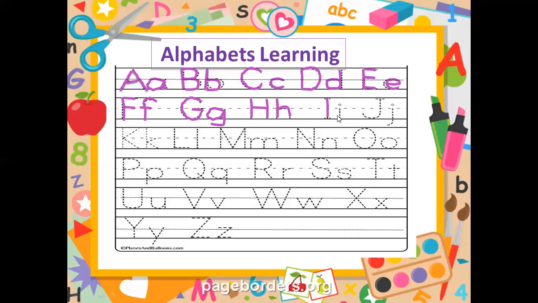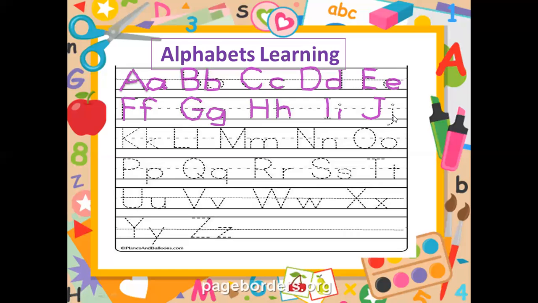Now the lowercase letter I, how will you write the lowercase letter I? A small standing line from middle to the bottom and put a point at the top. Now J, how will you write the letter J? A standing line from top to the bottom and then make a little curve in the opposite direction, just like this, and put a small sleeping line at the top.